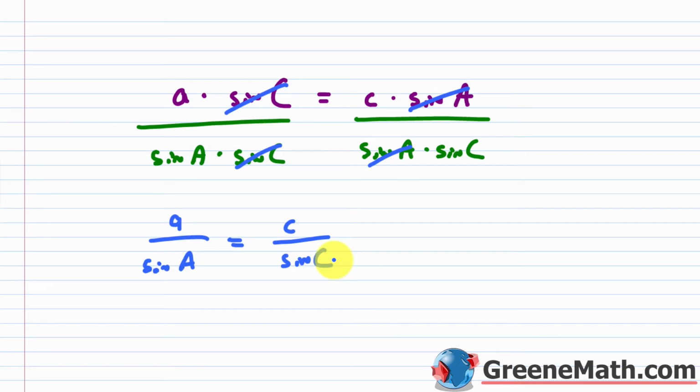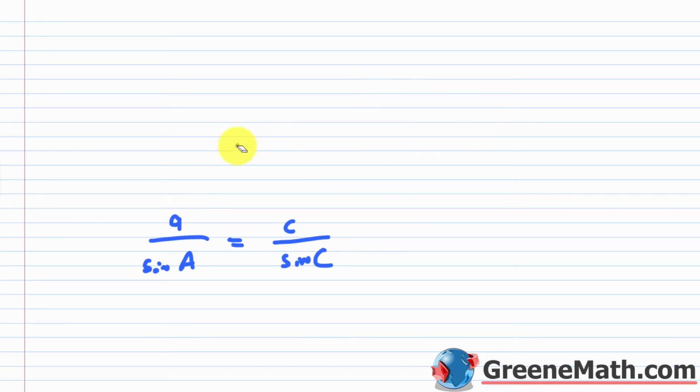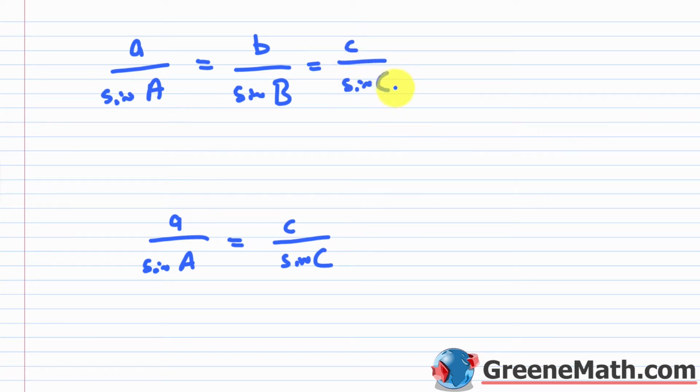opposite them. We could also do a similar process to show that A over the sine of A is equal to B over the sine of B. And you could also show that B over the sine of B is equal to C over the sine of C. You can go through and prove that to yourself if you want to go back to the triangle. But this is basically what we're going to be using throughout this lesson.